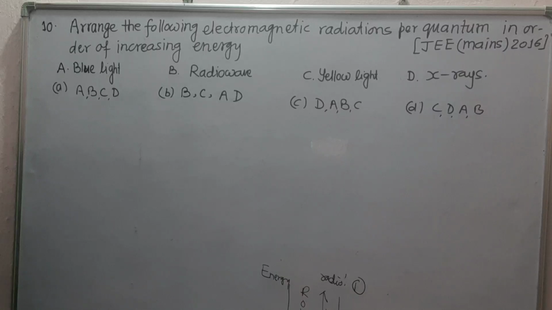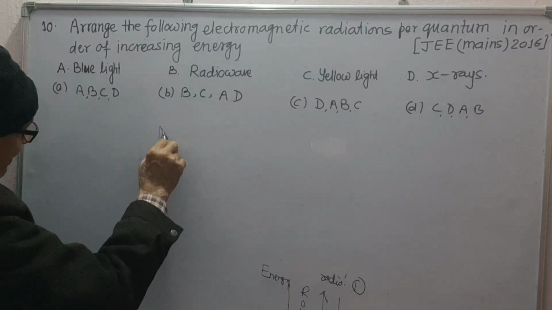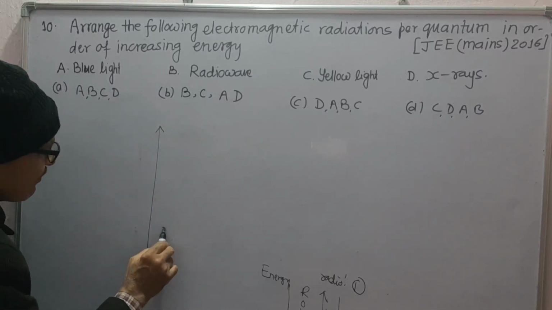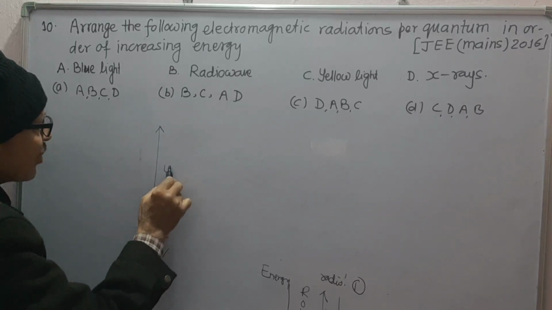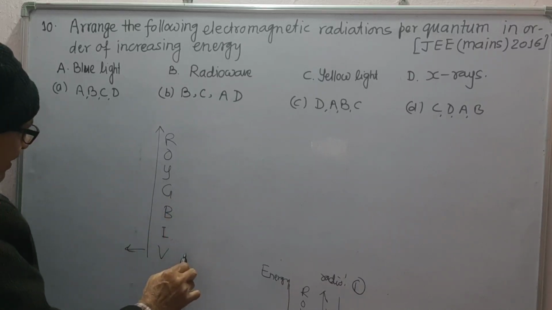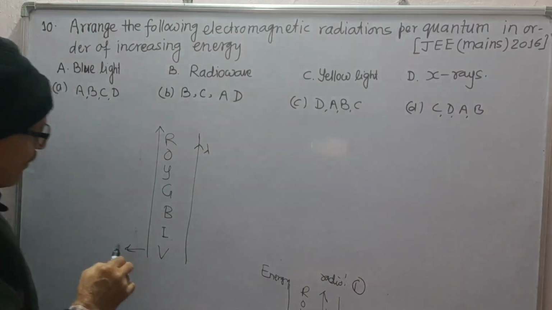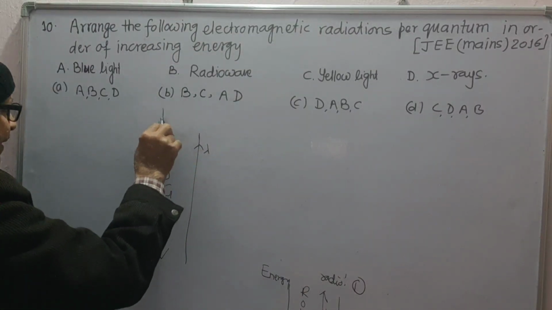Next, question number 10. The question is, arrange the following electromagnetic radiations per quantum in order of increasing energy. These are blue light, radio wave, yellow light and X-rays. Now, we know in the visible spectrum, VIBGYOR, this is the visible spectrum, lowest wavelength in increasing order is this one, and radio wave.